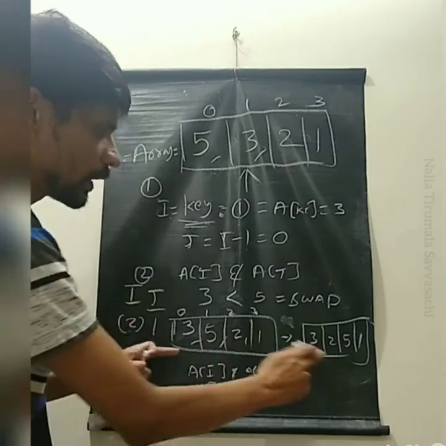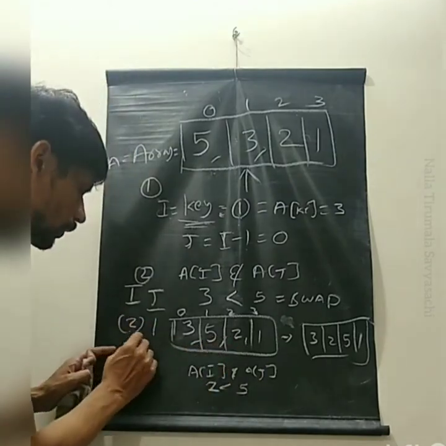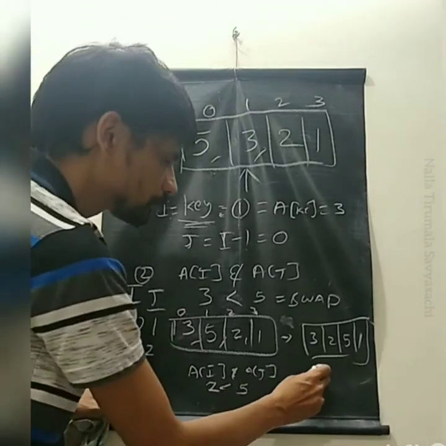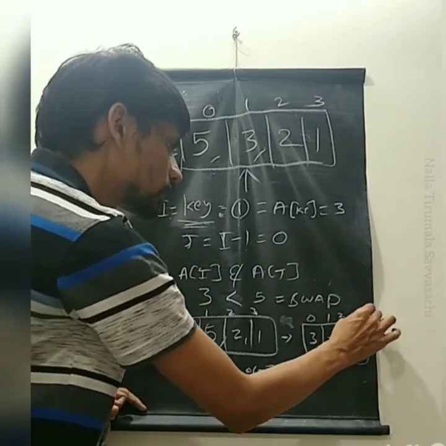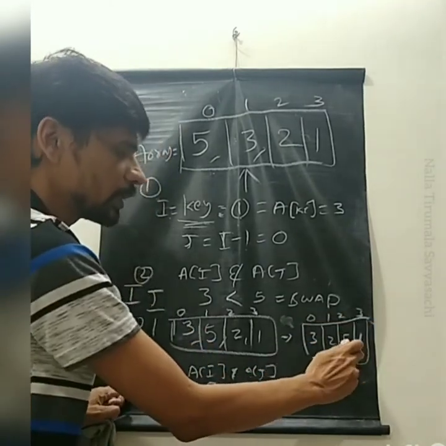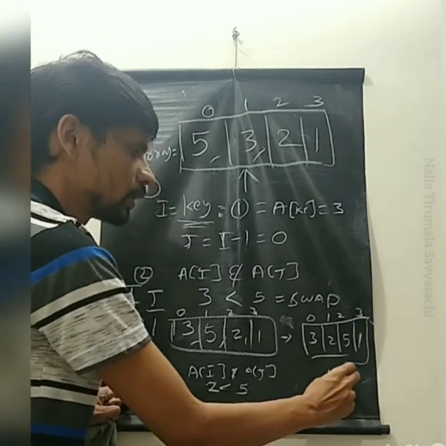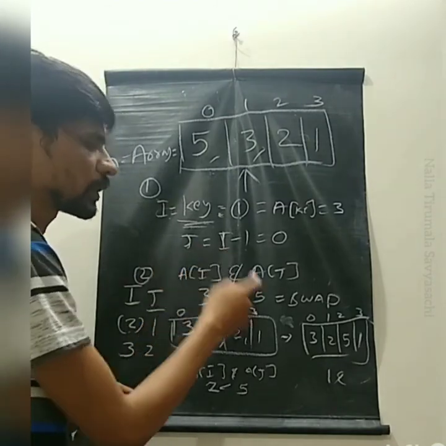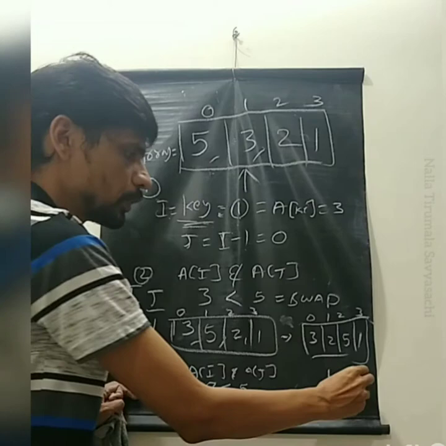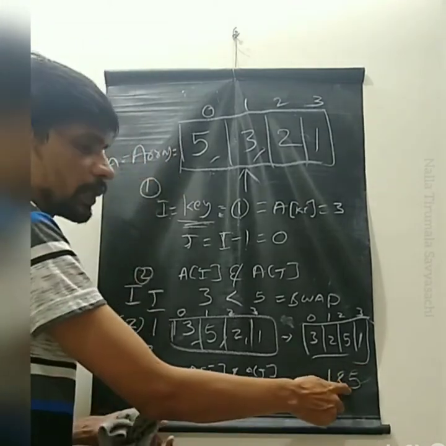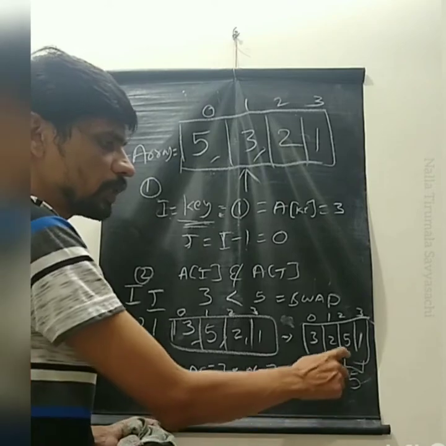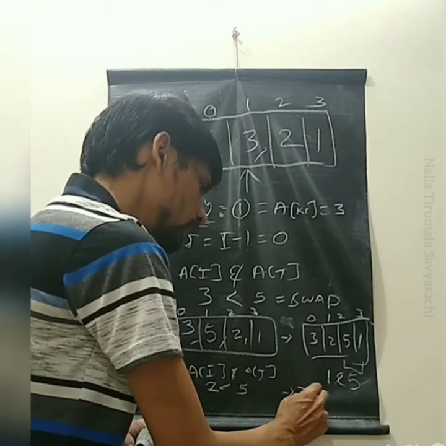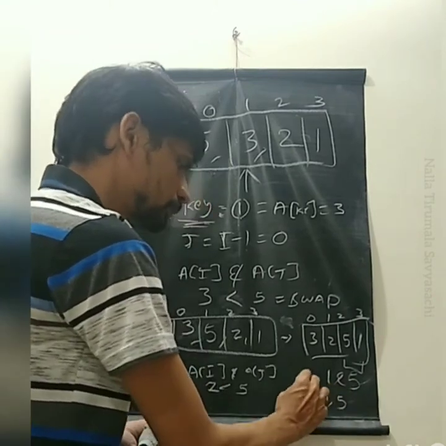Now again I will increment the I value. So I will become 3 and J will become 2. So, 0, 1, 2, 3, right? A of 3 is 1, and J equals I minus 1, so J will be 2. We will compare 1 and 5. 5 is greater than 1, so we need to do a swap. So what we will get is 3, 2, 1, 5.